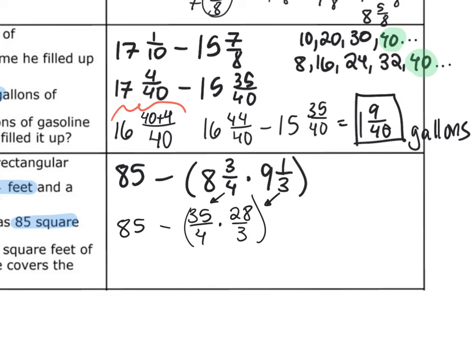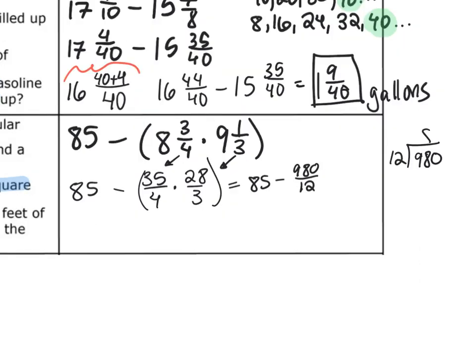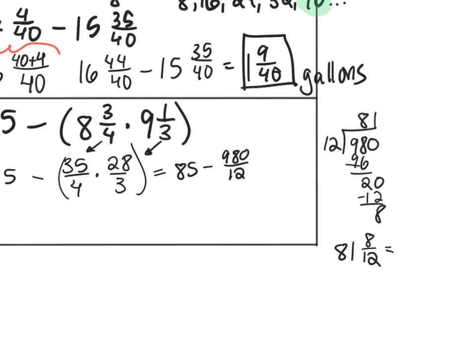Now I'm just going to multiply across on the top and the bottom. I'm going to multiply my numerators and my denominators. So multiplying gave me 980 over 12. I would prefer to have that as a mixed number. 12 goes into 98 8 times with a remainder of 8. So that's 81 and 8/12, which simplifies to 81 and 2/3.